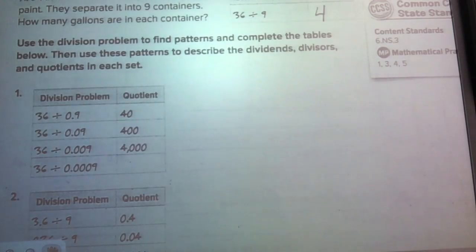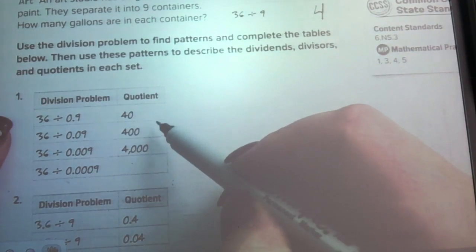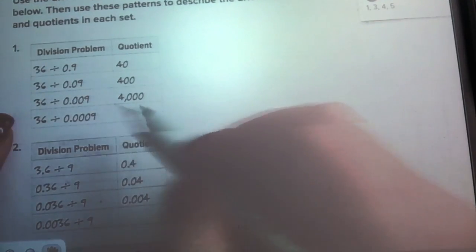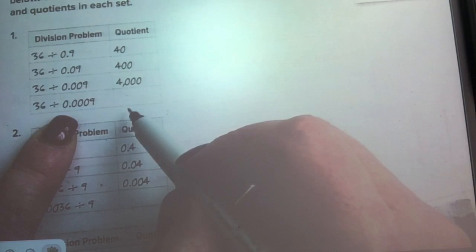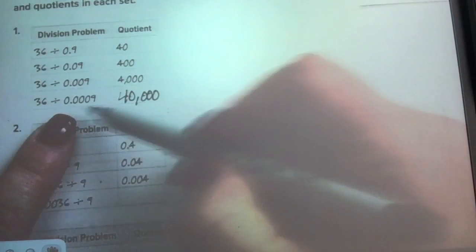and it talks about the division problem being 36 divided by 0.9, and our answer was 40. 36 divided by 0.09, our answer is 400. 36 divided by 0.009, our answer is 4,000. So what do you think this last one's going to be? 36 divided by 0.0009. 40,000. So what do you notice about how we go further to the left? What do you notice about this one?